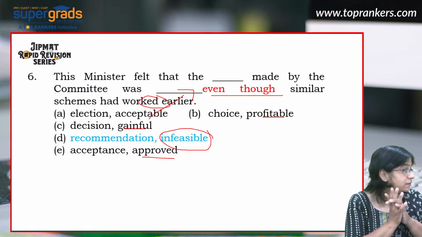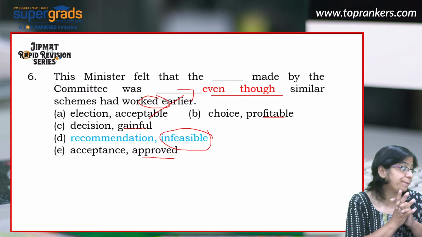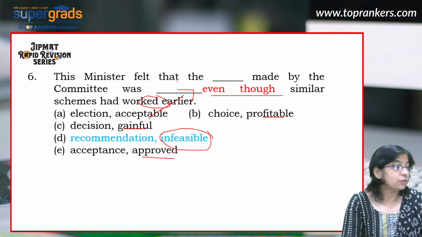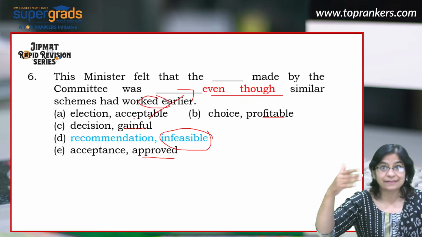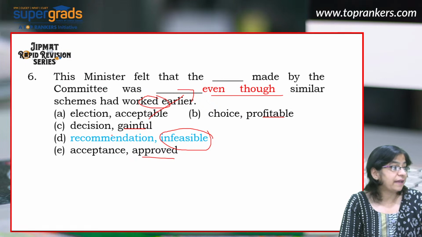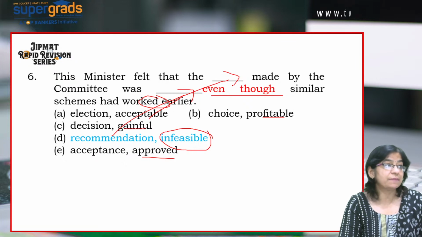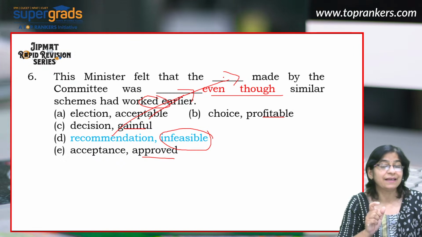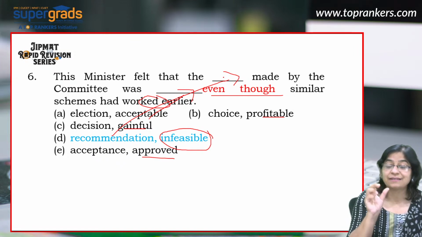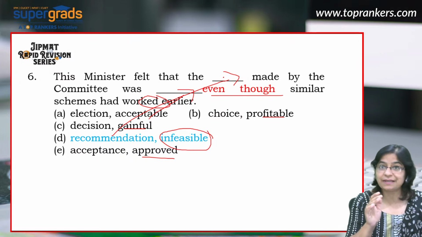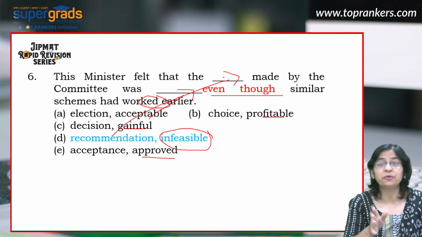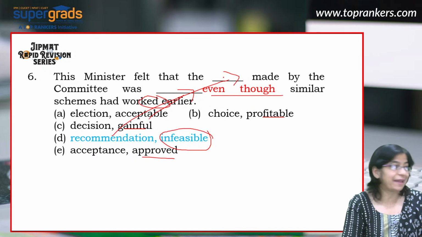So let's see what answers you have given. Namita, do you understand why? Namita has given the right answer. Fine. So let's put the words in the blanks and see whether they make sense. This minister felt that the recommendation made by the committee was infeasible, even though similar schemes had worked earlier. Do you understand how we got the right answer for this one? It was very easy if you understand certain things very clearly, especially the connectors, the prepositions, and the tenses. They are your best friends. They'll give you a lot of clues when you start working on the blanks.